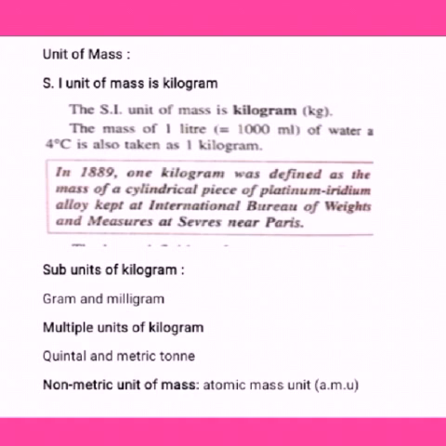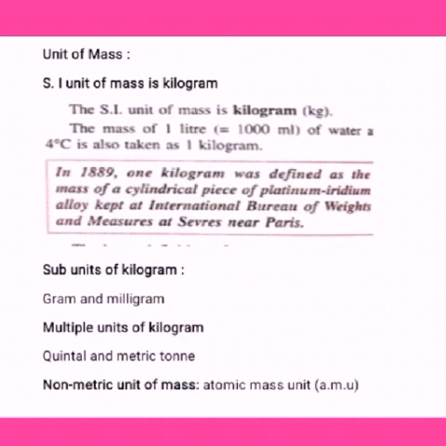Next we'll move on to unit of mass. The SI unit of mass is kilogram, represented by kg. In 1889, 1 kilogram was defined as the mass of a cylinder piece of platinum iridium alloy, kept at the International Bureau of Weights and Measures at Sèvres near Paris.